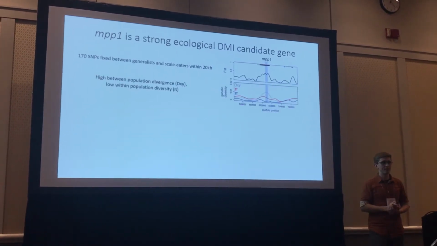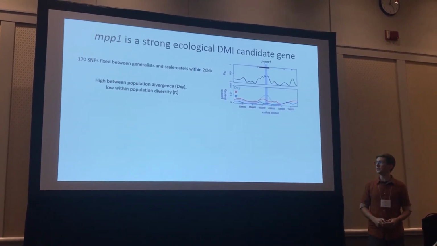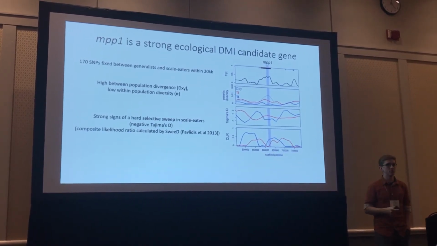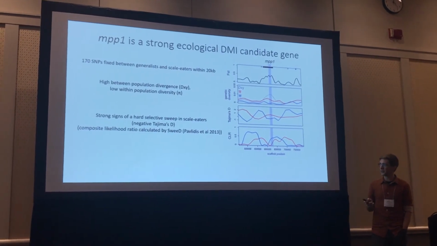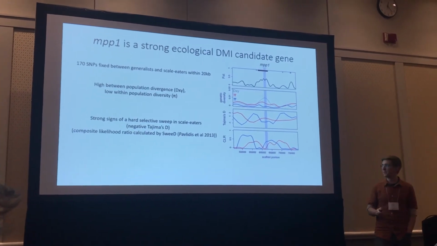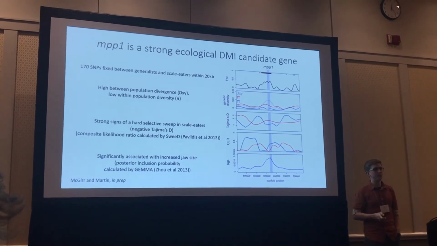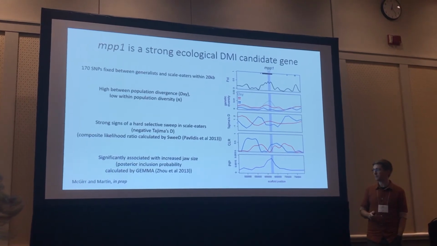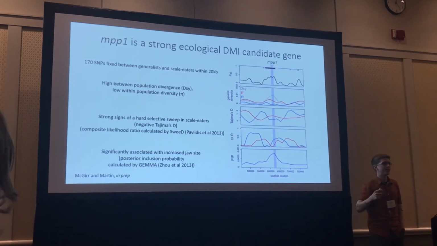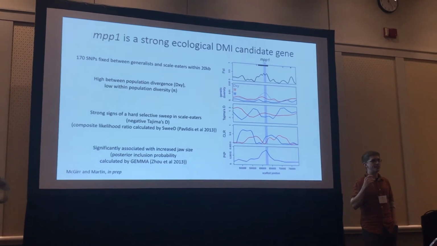The region also shows signs of selection with high between-population divergence and low within-population diversity. It shows a shift in the site frequency spectrum consistent with a hard selective sweep in scale eaters, as shown by negative Tajima's D, as well as composite likelihood ratios calculated by the program SweepFinder. And then finally, this region was significantly associated with jaw size using a genome-wide association mapping approach implemented with the software package GEMMA. So together, this type of evidence for this gene and other candidates like it suggests that these genes are being differentially expressed between species due to their effects on adaptive trait development.